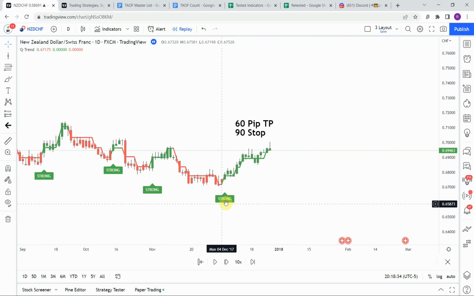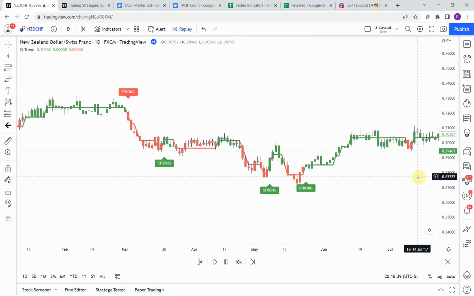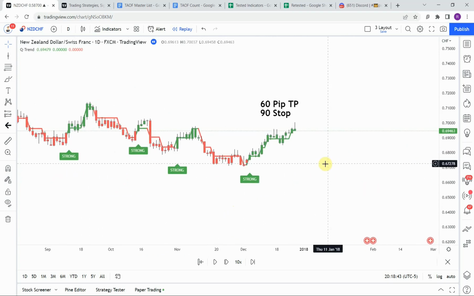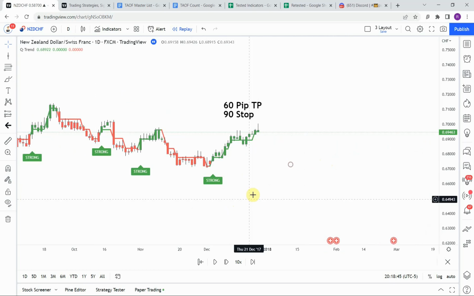So when we get a green tag that says strong, we are going to go long. When we get a red tag that says strong, we are going to go short. So that's the setup. Let's go ahead and get on with the testing and see what we can get out of it.